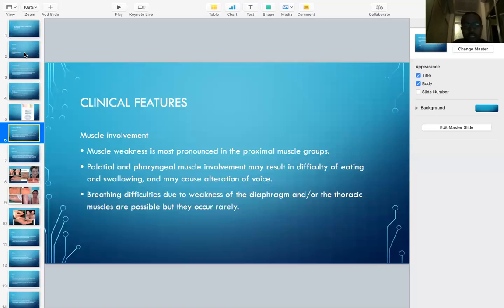Severe manifestations need aggressive treatment. Breathing difficulties due to weakness of the diaphragm and thoracic muscles are possibilities, but they are, in general, rare. And if a patient presents with shortness of breath, then possible lung involvement by interstitial lung disease has to be considered, in addition to the possibility of muscle weakness or respiratory muscle weakness.